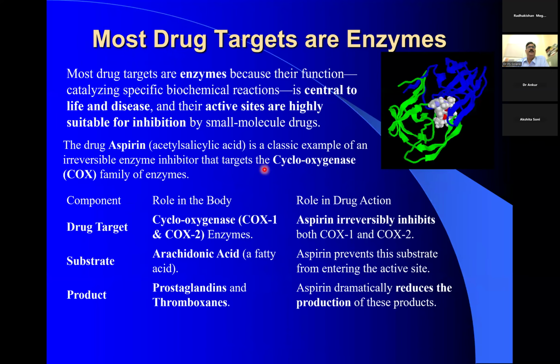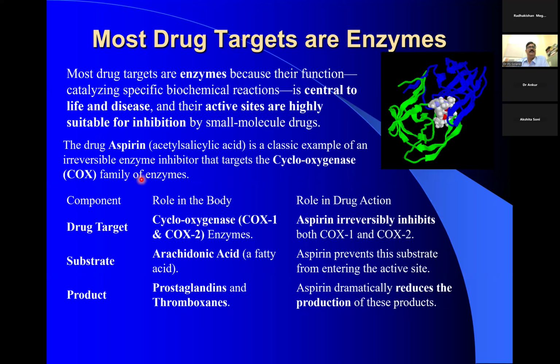And what we have observed is most drug targets are enzymes, because their function, catalyzing specific biochemical reactions, is central to life, and their active sites are highly suitable for inhibition by small molecule drugs. So, if we take an example, the drug aspirin, acetylsalicylic acid, it's a classic example of irreversible enzyme inhibition. And this inhibitor targets the cyclooxygenase family of enzymes, COX-1 and COX-2.